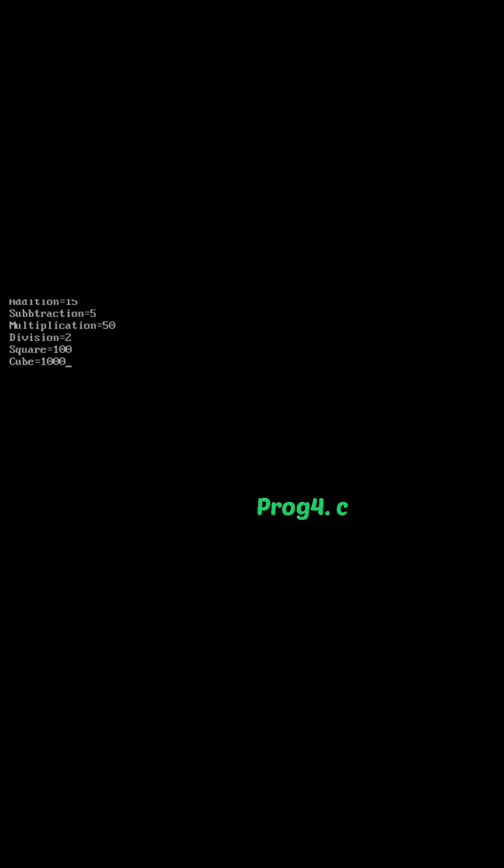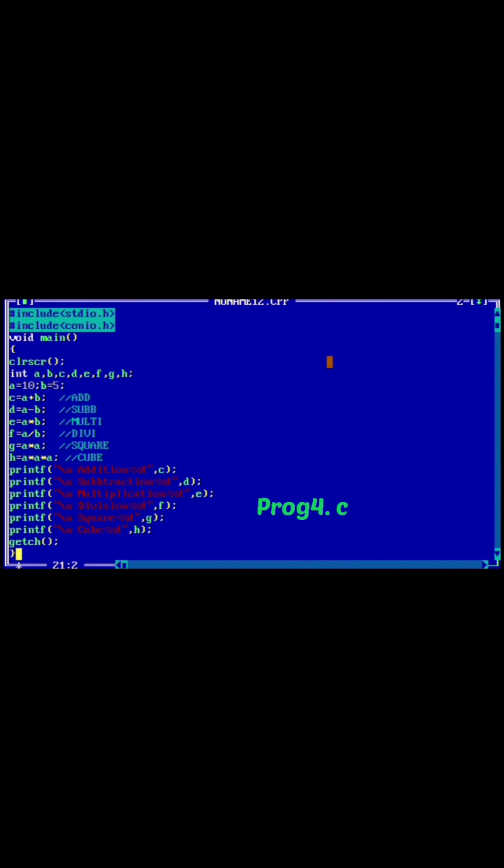Now the addition is 15, subtraction is 5, multiplication is 50, division is 2, square is 100 and cube is 1000. Thus this is our fourth program, the 4 basic mathematical operations and square and cube of a number.